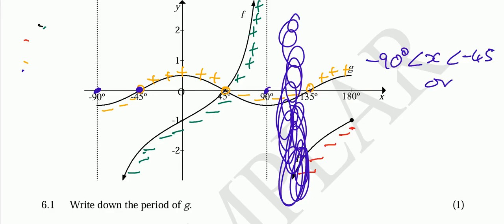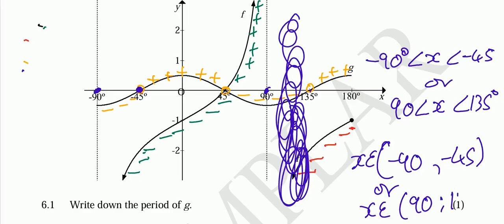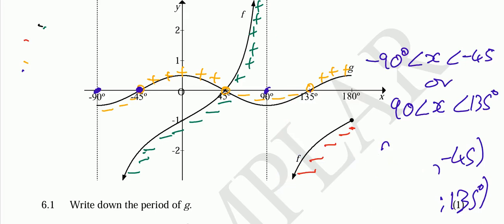At 135, our other graph is 0, meaning we are going to have a solution of 0. Any number multiplied by 0 is 0, so we don't include it. That means we are going to say, or between 90 and 135 degrees, we don't include them. Okay, so you can just say x is an element of negative 90 and negative 45, or x is an element of 90 up to 135 degrees. So these are your two solutions, right? Now let's continue. Let's go to the next question.